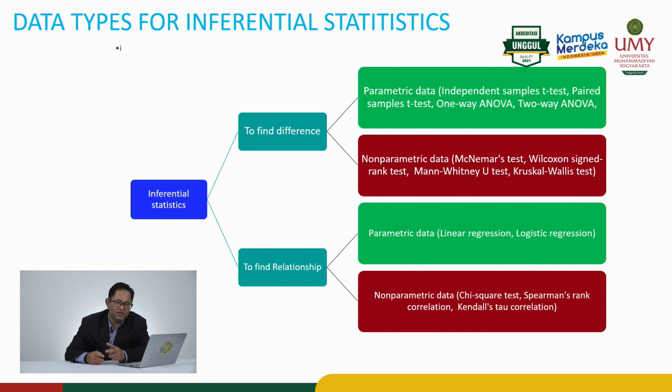For instance, the first one, you have to decide parametric or non-parametric, and if you would like to find the difference for parametric data, then you have certain types of analyzing tools. For instance, independent sample t-test, paired sample t-test, one-way ANOVA, two-way ANOVA. It must assume that your data can be included in parametric data.